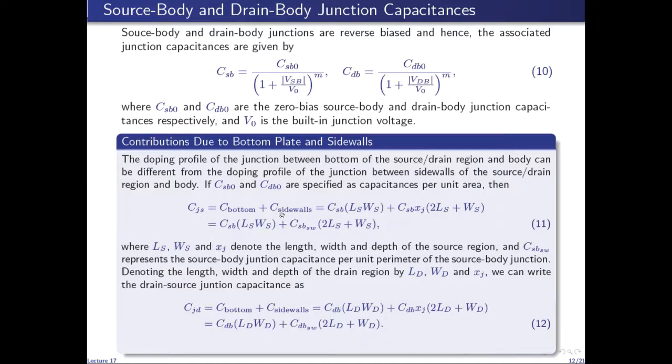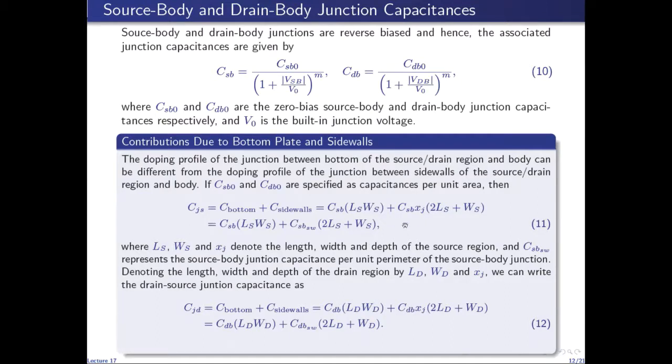On the other hand, due to the side walls, we again compute the source to body capacitance CSB from this expression at a particular reverse bias value, and it is specified per unit area. For the side walls, since there are 3 side walls, one at the front, one at the back, and one on the left side of the source region, we must multiply this capacitance per unit area by the area of these 3 side walls.